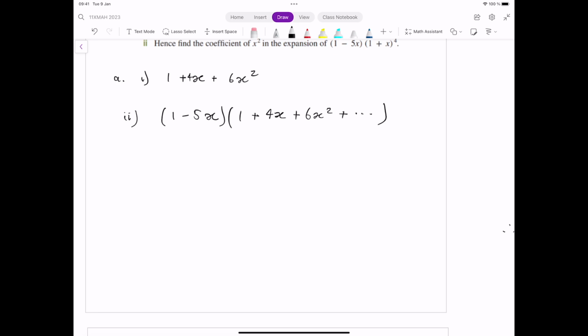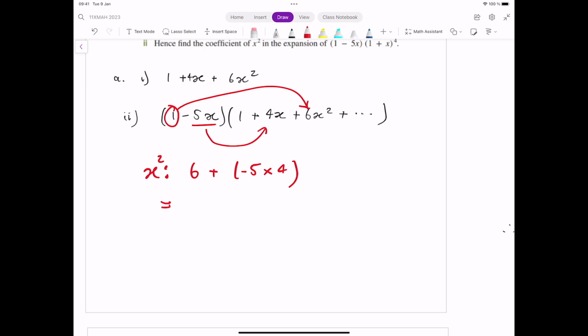The coefficient of x squared is going to occur twice. It's going to occur when we multiply this 1 over to this 6, so our coefficient of x squared is going to be 6 plus... It's also going to occur when this 5x multiplies with this 4, because x times x is x squared, so plus minus 5 times 4, which is 6 minus 20, which is minus 14. All right, so that's what more the HSC is all about. It's about abstract thinking. It's not purely about applying knowledge of Pascal's triangle.